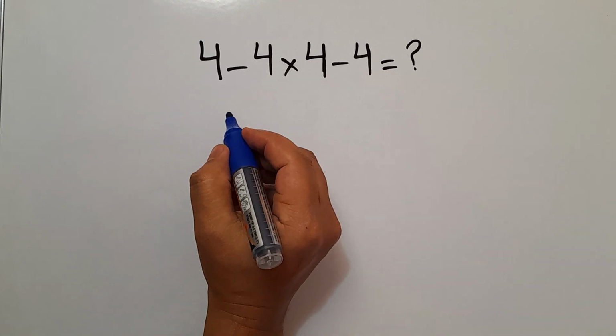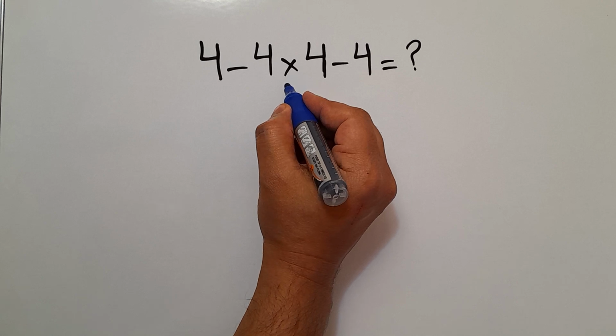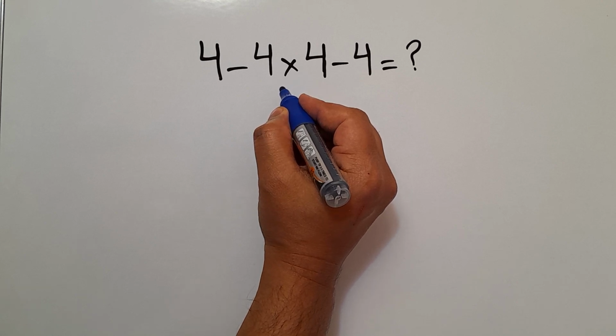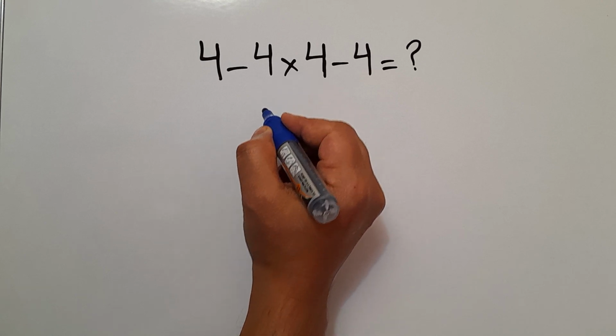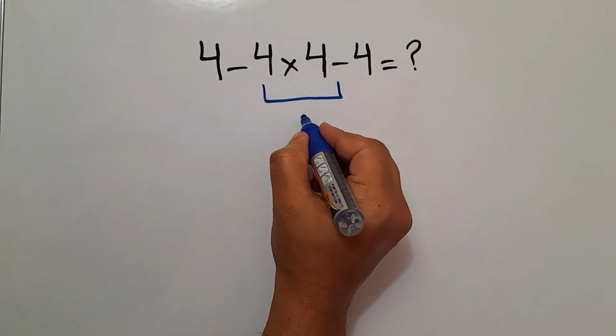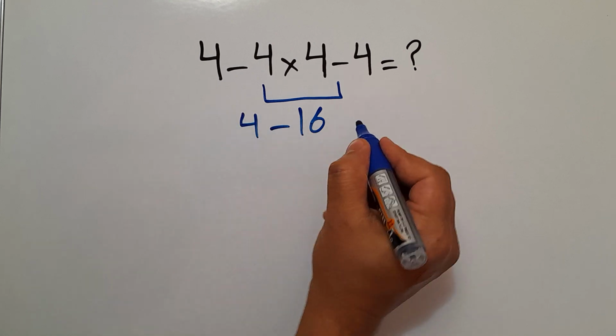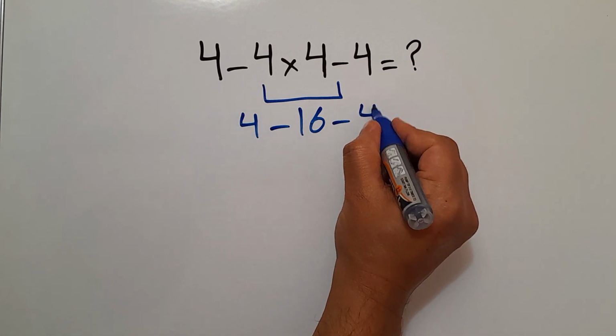Remember that in the order of operations, multiplication and division come before addition and subtraction. So we will start with 4 times 4, which equals 16. 4 minus 16 and minus 4.